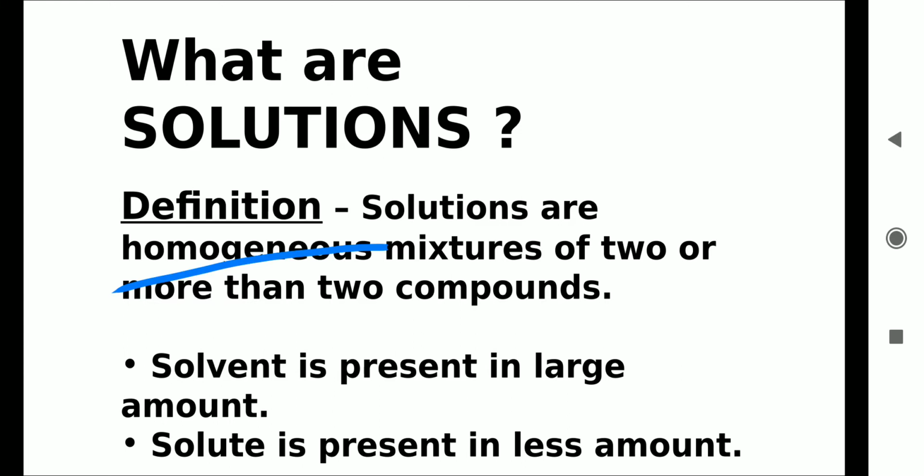Now, there are two types of components in solutions. First is solvent. Solvent is that component which is present in large amount, and solute. Solute is that component which is present in less amount. Now solute can be one, two or more than that.